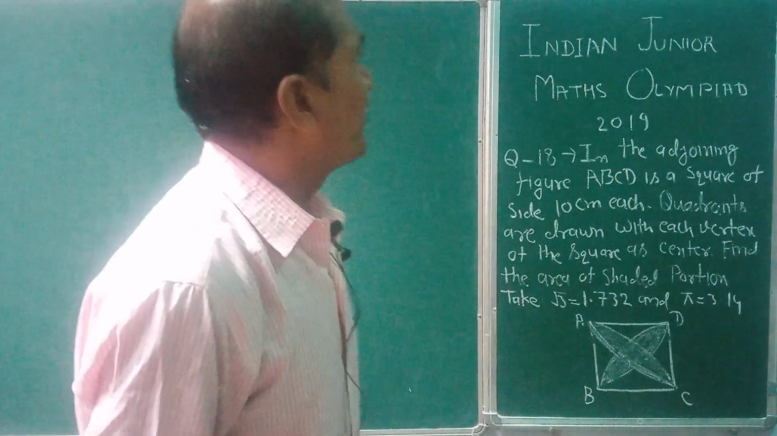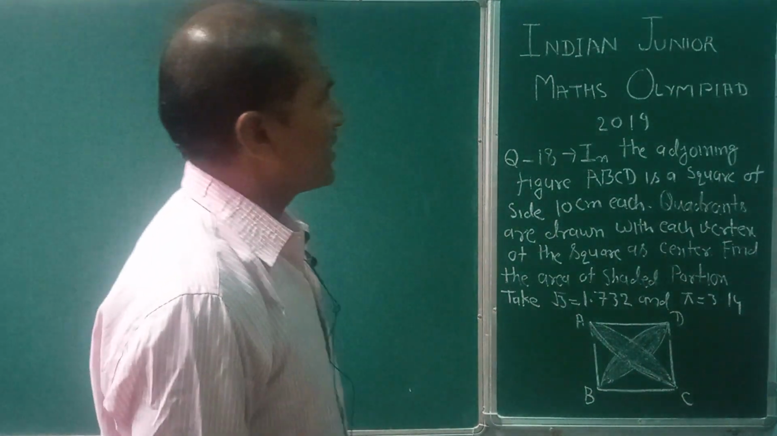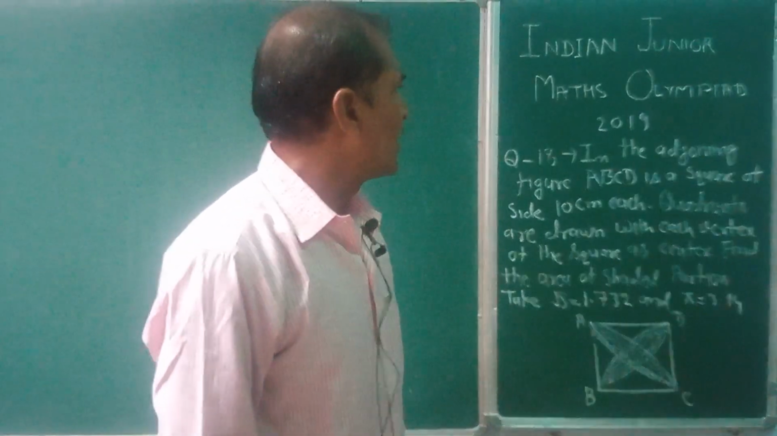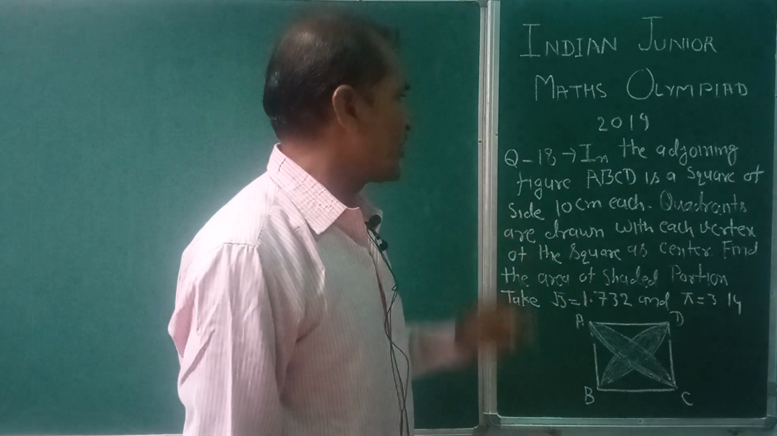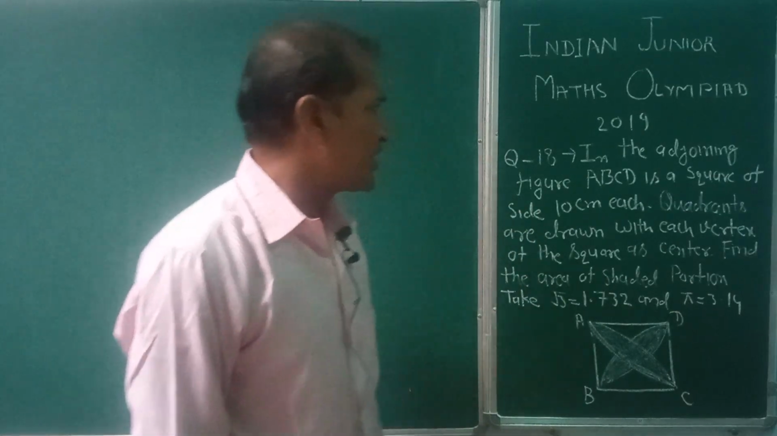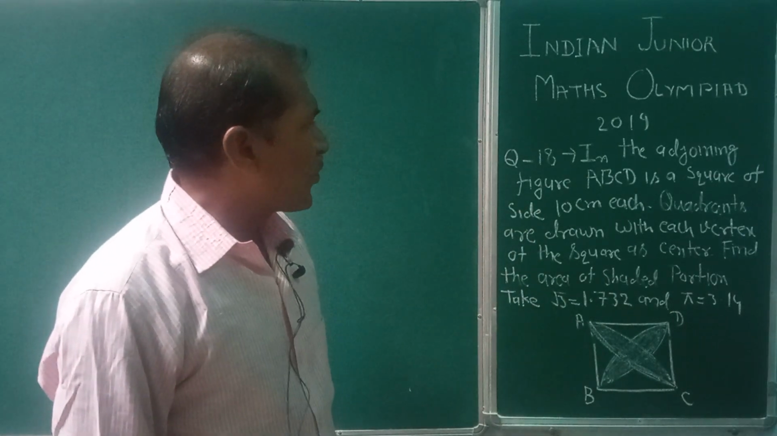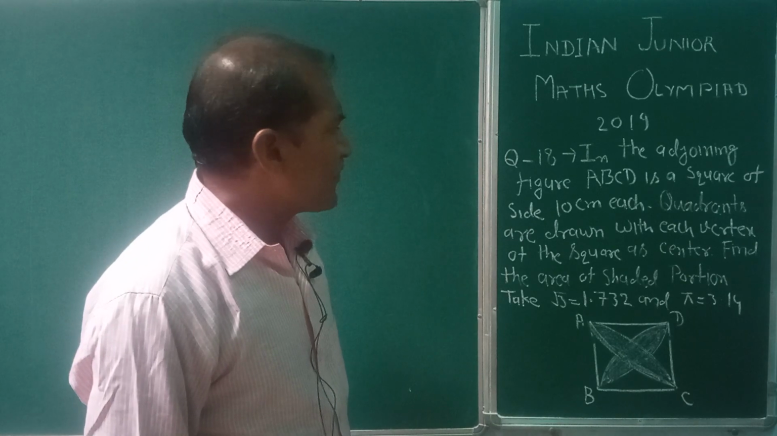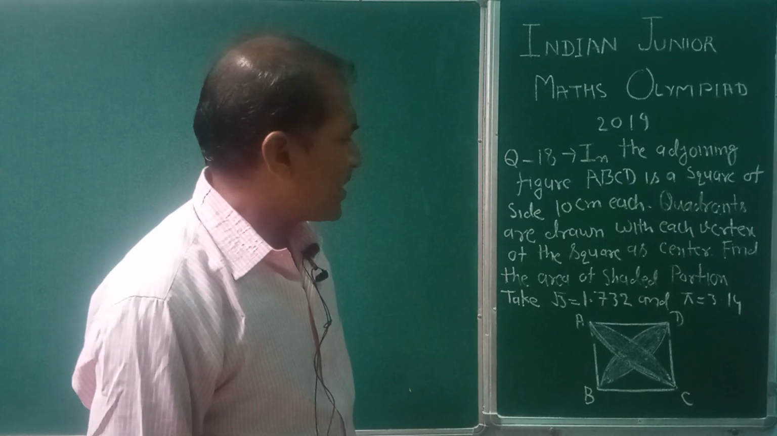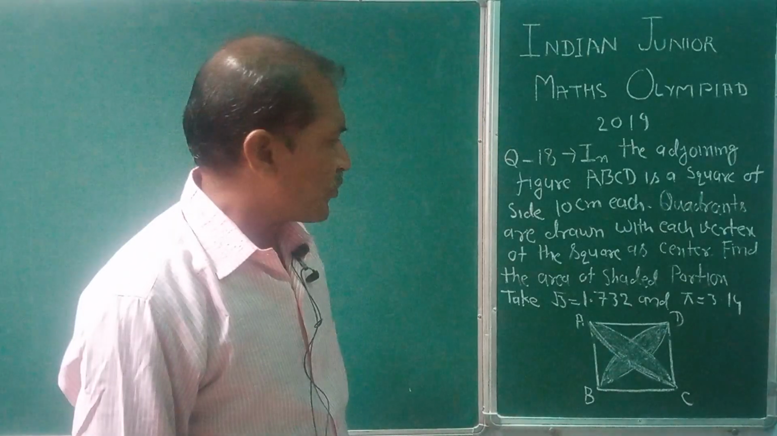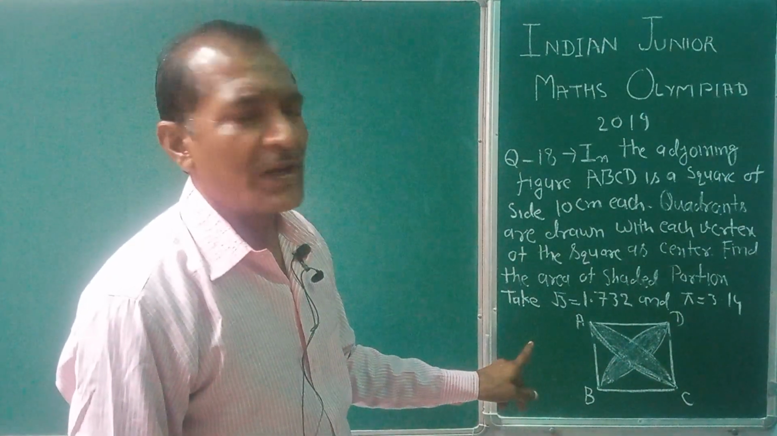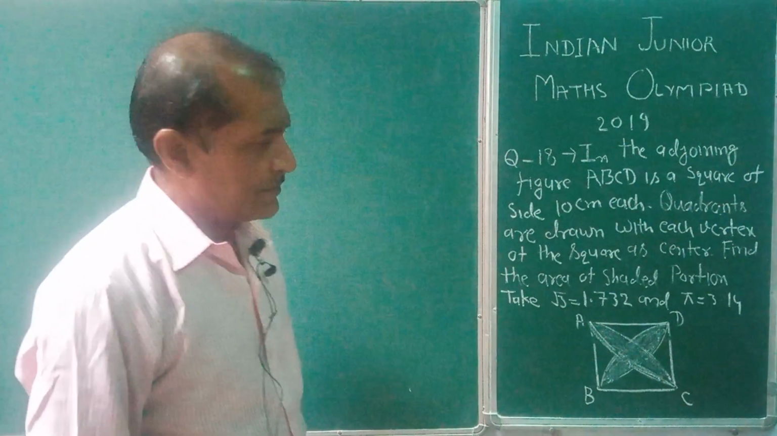We have this problem from Indian Junior Mathematics Olympiad 2019. Problem states: in the adjoining figure, ABCD is a square of side 10 centimeter each. Quadrants are drawn with each vertex of the square as center. Find the area of the shaded portion. We are supposed to take the value of root 3 as well as pi.